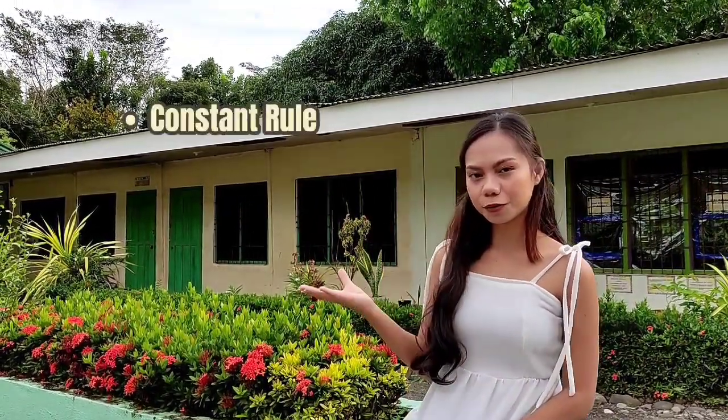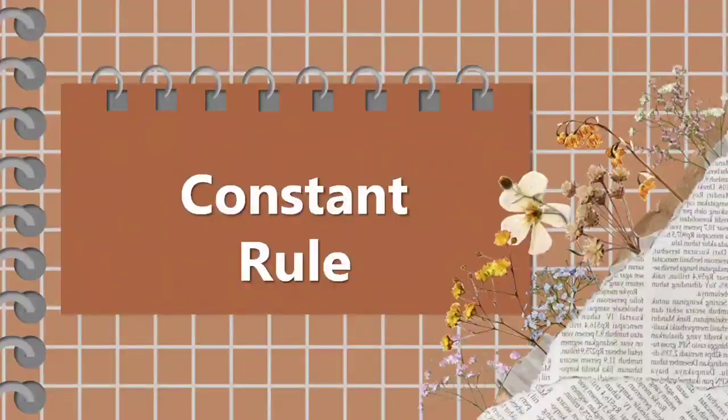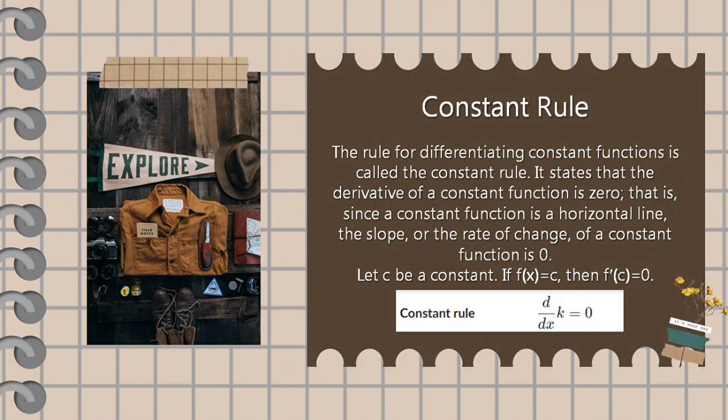And for today's video, we are going to discuss the constant rule, power rule, product rule, quotient rule, and chain rule. The constant rule. The rule for differentiating a constant function is called the constant rule. It states that the derivative of a constant function is 0. That is, since a constant function is a horizontal line, the slope or the rate of change of a constant function is 0. Let c be a constant. If f of x is equal to c, then f prime of x is equal to 0.